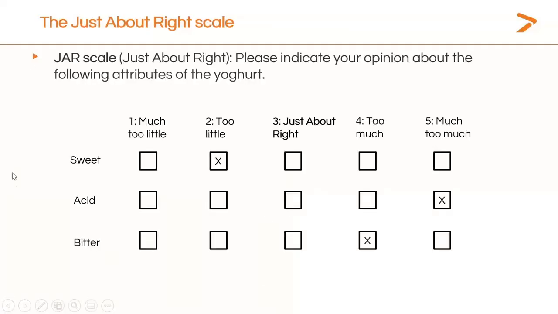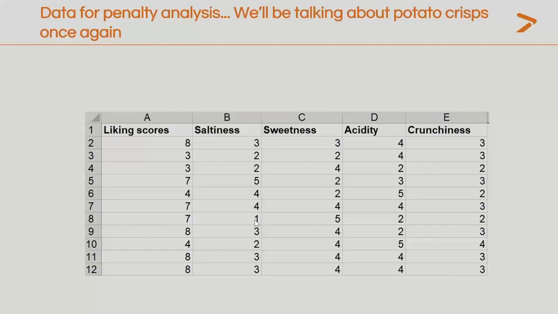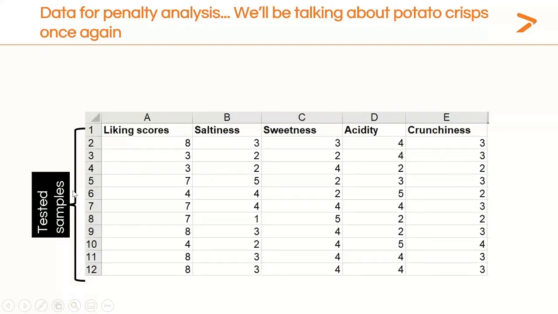So I remind you that the just about right scale looks like this. Middle point with the highest desirability. This time we'll be talking about potato crisps once again. This is how a typical penalty analysis dataset looks. In rows, you have tested samples. In columns, you have one column for preference data. And watch out, the preference data is measured on a classic scale, from 1 to 9, with 1 meaning low preference and 9 meaning high preference. So you don't have intermediate desirability such as on the JAR scale.